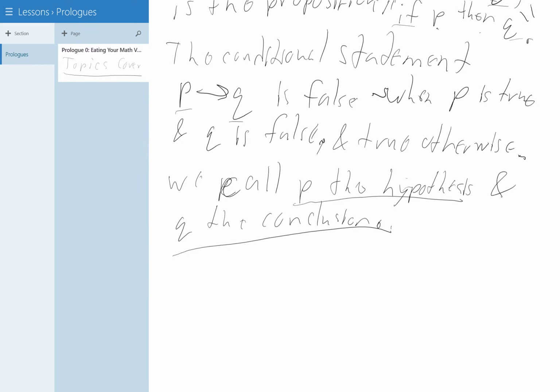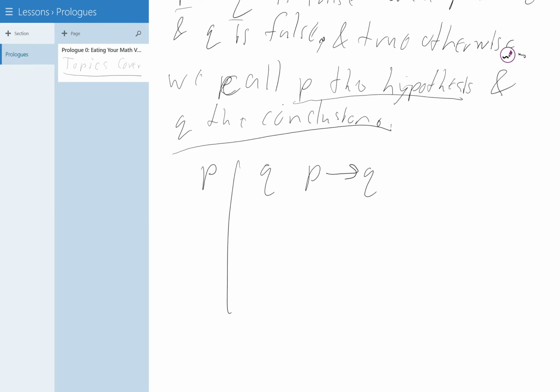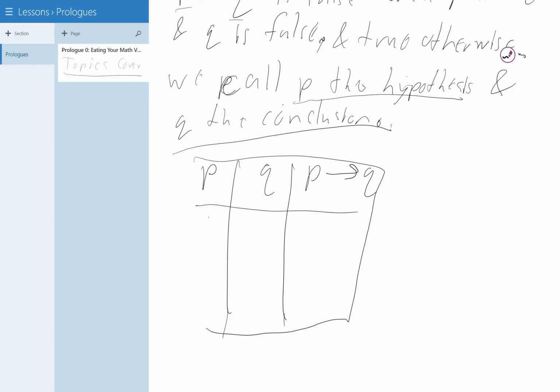So first, just try to come up with the truth table for this. You should pause the video and try it out yourself. P and Q. As you know, P can take on two values, Q can take on two values, so it's going to be four different combinations.